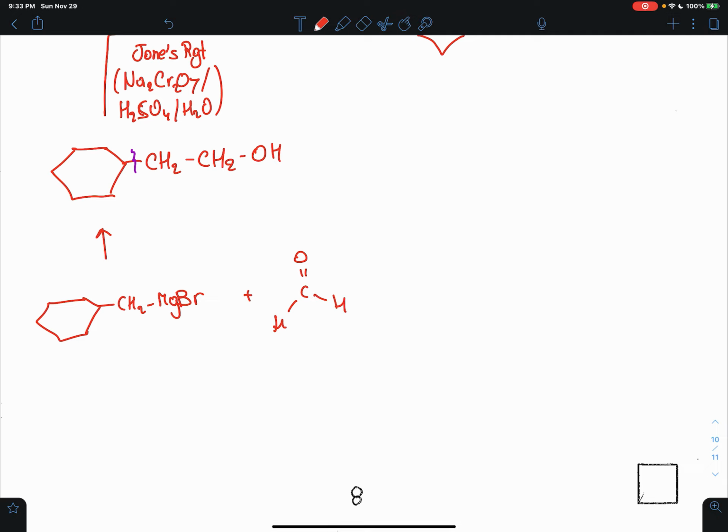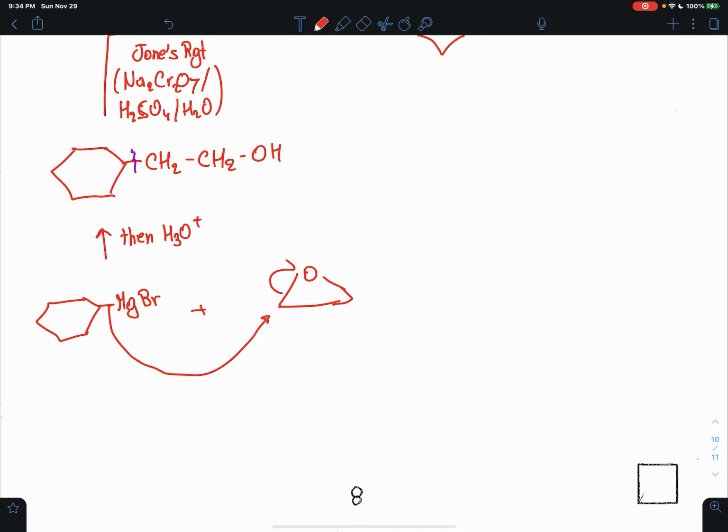Instead of doing that, there's an easier way to do that. So I'm going to use an epoxy, and you'll see why that would be. Now you can do what I just drew, but it takes a little bit more time. So what I can do is I'm going to have the MgBr right here, and then use an epoxy. Right? And then remember, this is going to act as a nucleophile. It's going to come in right here, attack this, and kick the electron back to the oxygen, forming the OH.